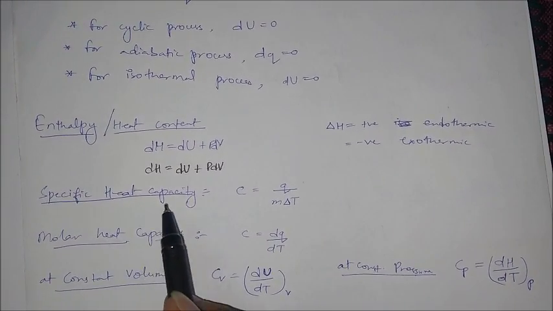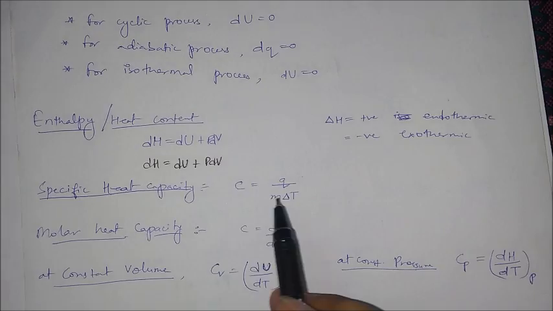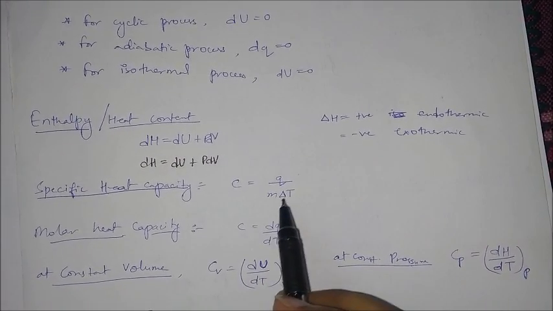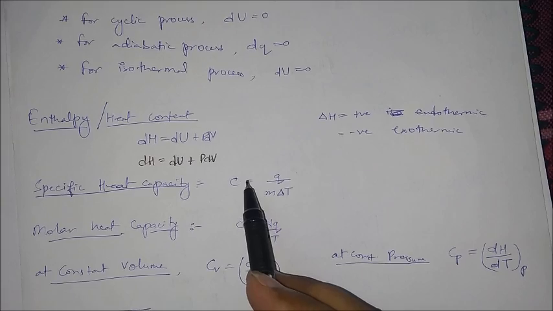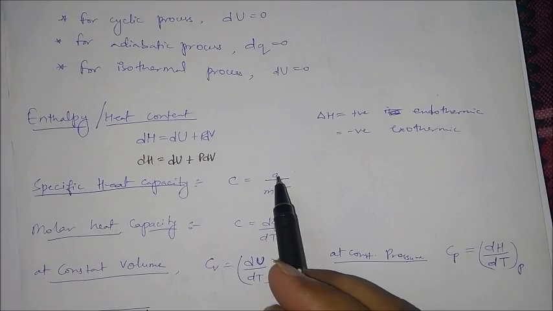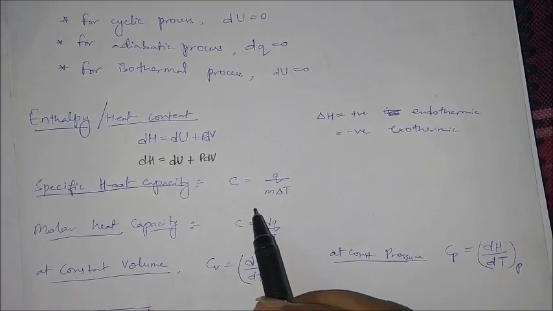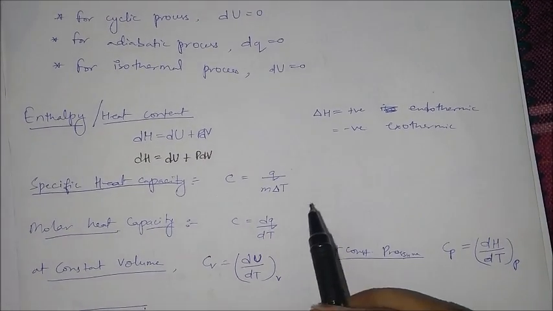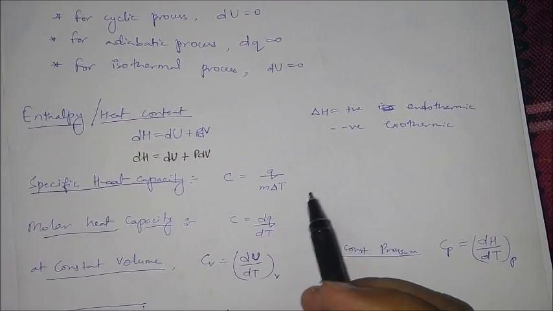Next is specific heat capacity. The formula is C is equal to Q by m delta T, where C is the specific heat capacity, Q is the heat absorbed by the system, m is the mass of the gas, and delta T is the change in temperature.